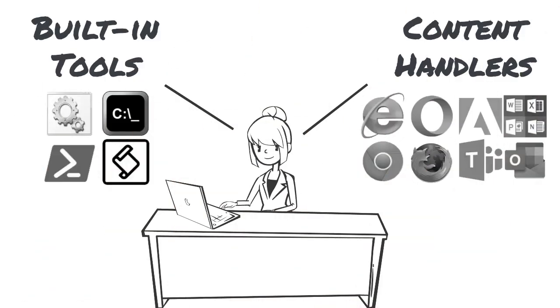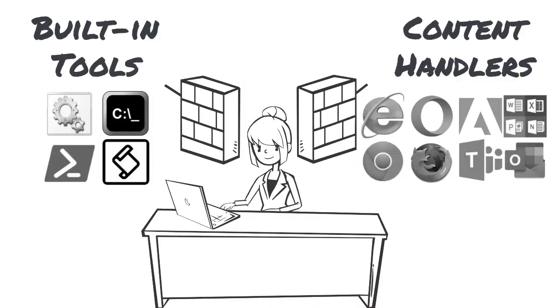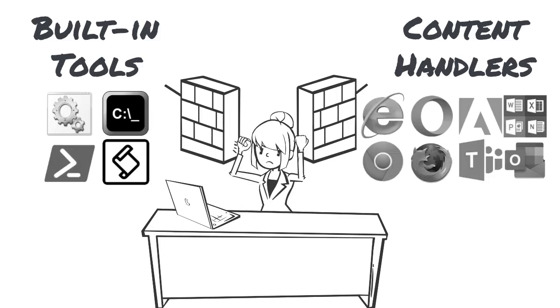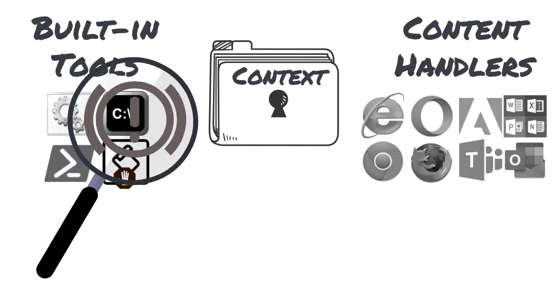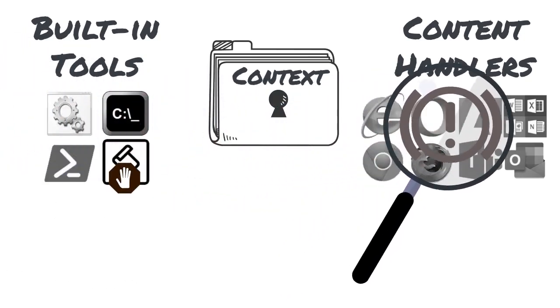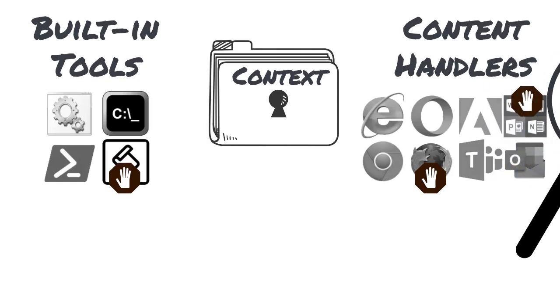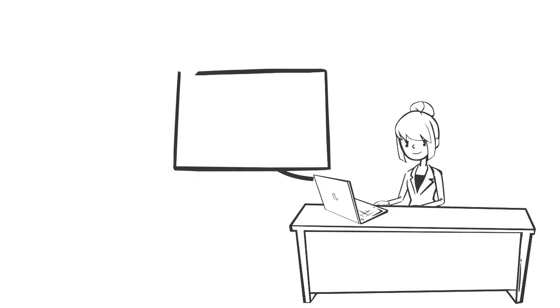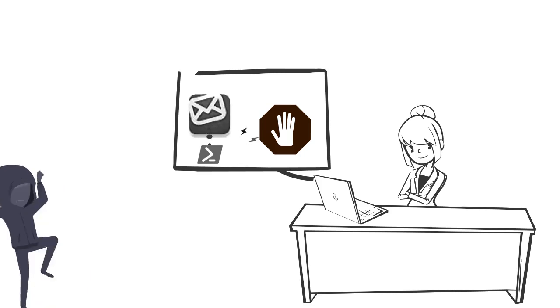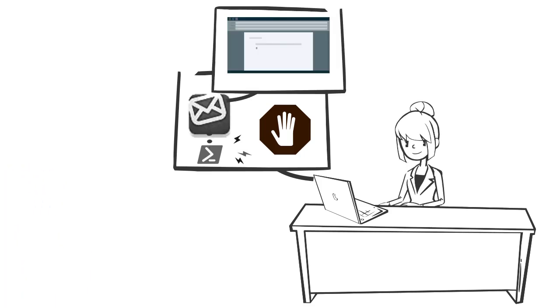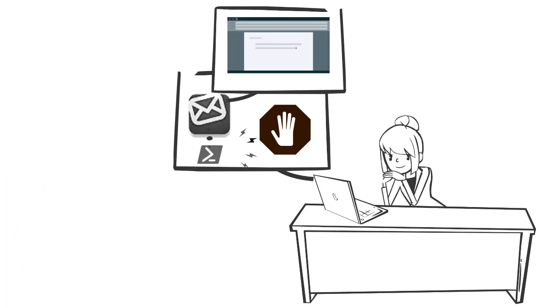These built-in tools have legitimate uses, so we can't just block their usage without impacting usability. However, by invoking context, we can prevent built-in tools as well as unsigned or unknown applications from being executed by content handlers. Preventing content handlers from launching these tools is a huge risk reduction that defeats attacks early in the execution chain without impacting the user experience.